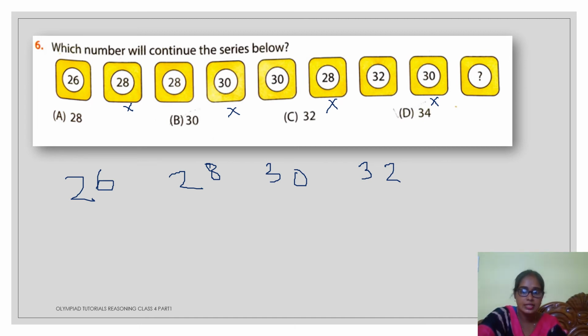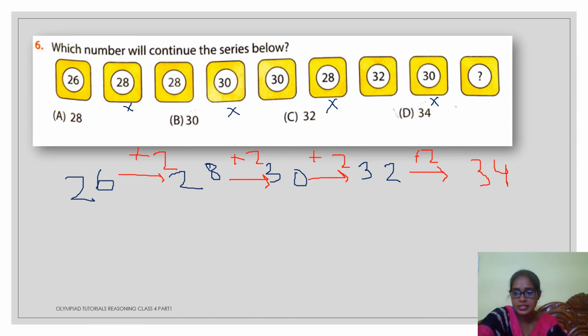Just by observation, you'll see that 26 plus 2 will give you 28. 28 plus 2 is going to give you 30. And 30 plus 2 will give you 32. So according to our question, the answer which we are going to get is plus 2: 32 plus 2, that is 34.